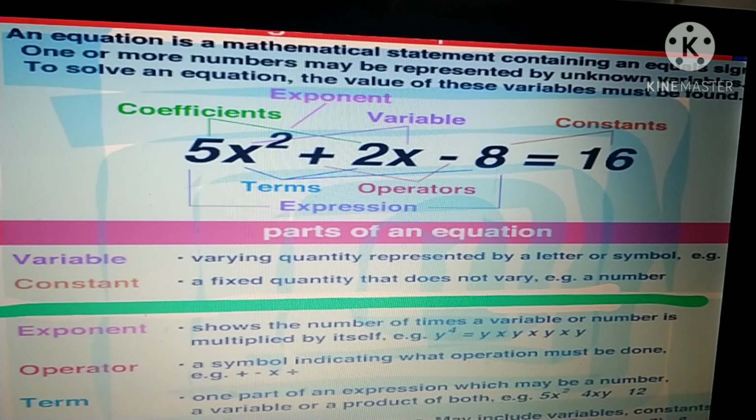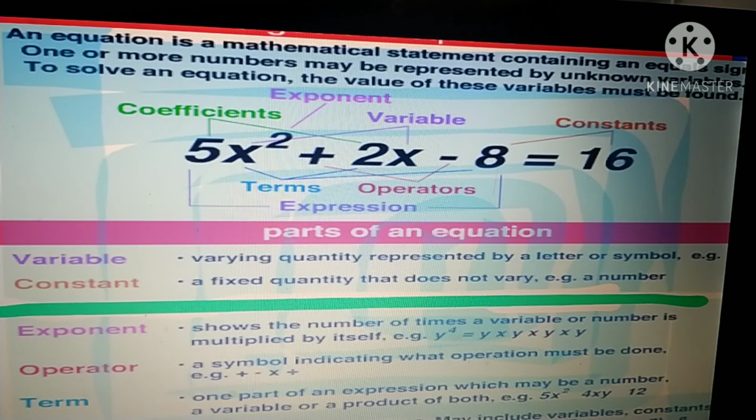Now see this one. Here I am taking one equation: 5x square plus 2x minus 8 equal to 16. So what is that? An equation is a mathematical statement containing an equal sign. The equal sign must be there. Only then will that type of expression be called an equation.